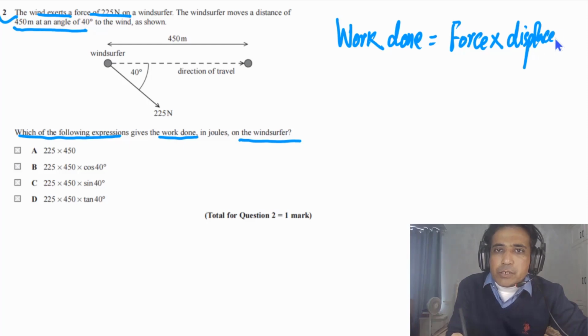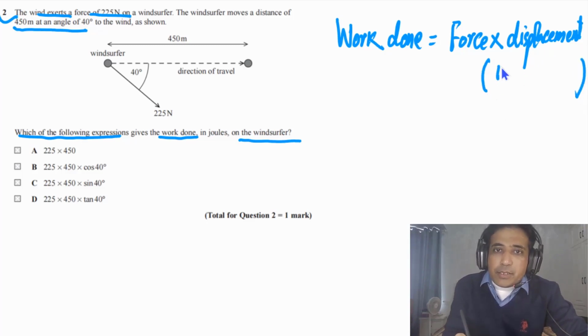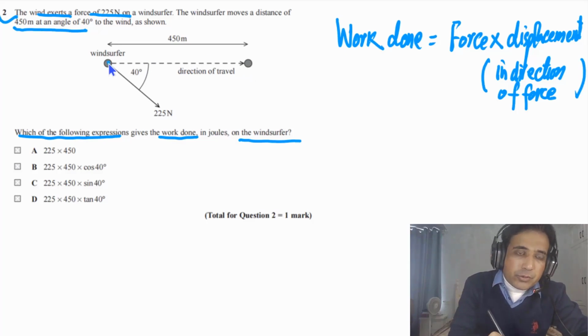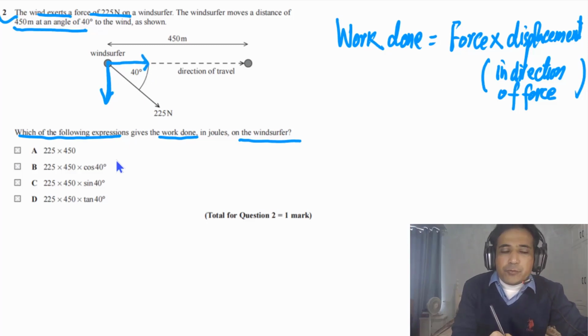Very important one. Most of the time students simply remember work is equal to force times distance, but that is wrong. In the direction of force, very important one. So you need to understand this, and this is what the question is testing, to figure out whether you really understand what work done is. So we have to take the component of the force in the direction of displacement. First of all, we will resolve this force into two components. So this is one component of the force and this is another component of the force.